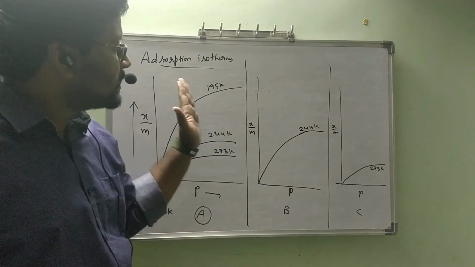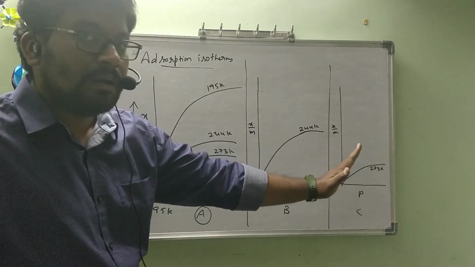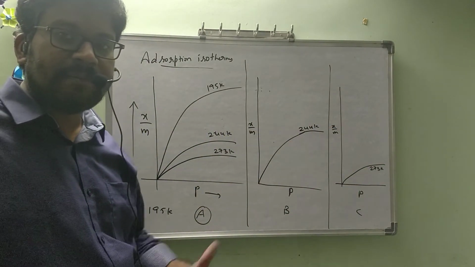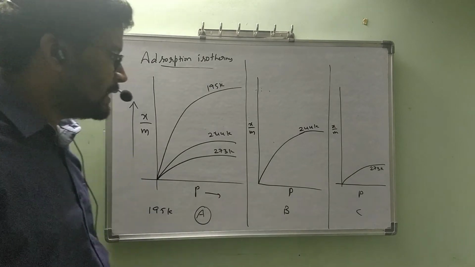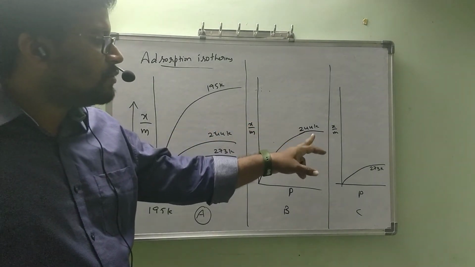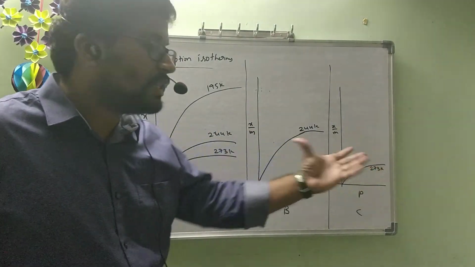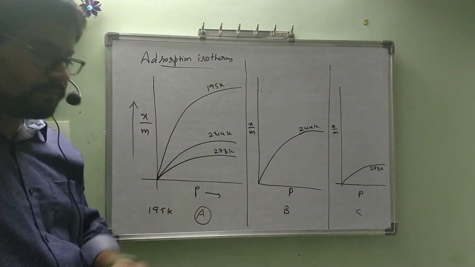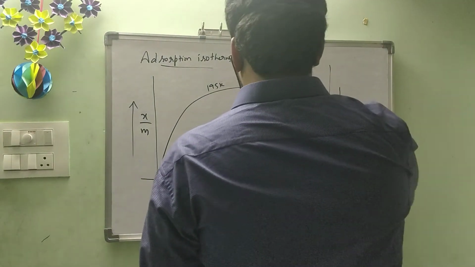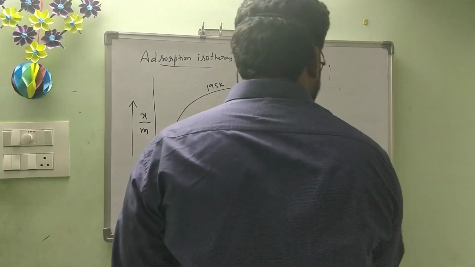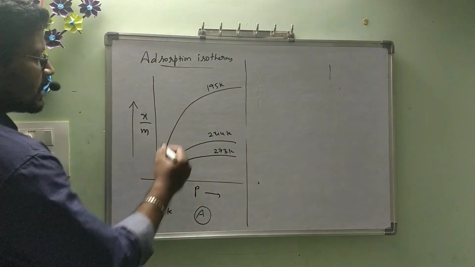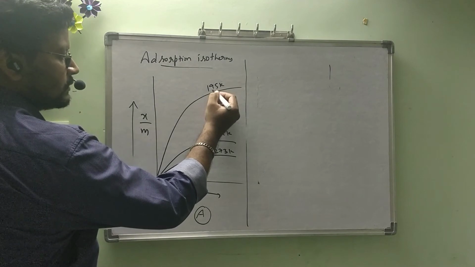Observe the curves, temperature effect. Temperature is increased, curve decreased. Meaning, when temperature increases, physisorption decreases. So initially at 195 Kelvin, another room 244 Kelvin, another room 273. All the three curves they have drawn at the same diagram. Is it correct? Okay, now this is the curve at 195 Kelvin, at low temperature.